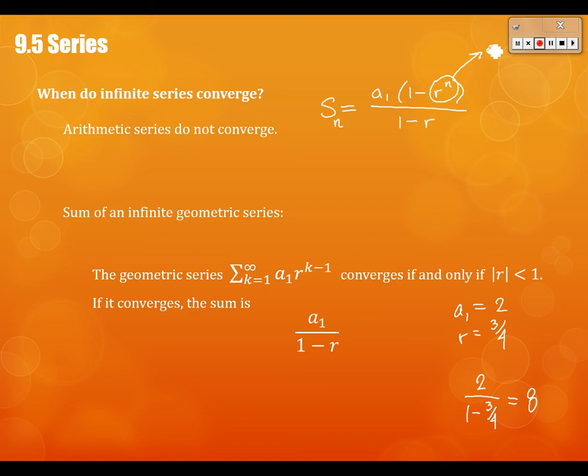When r is less than 1 in absolute value, just r to the n goes to 0, right? And then what do you get? The answer is this formula. Isn't that what you get? If this becomes 0, then you get this formula, right? So, more formally, we can write the limit as n goes to infinity of this is equal to a1 over 1 minus r, provided that r is less than 1 in absolute value, right?